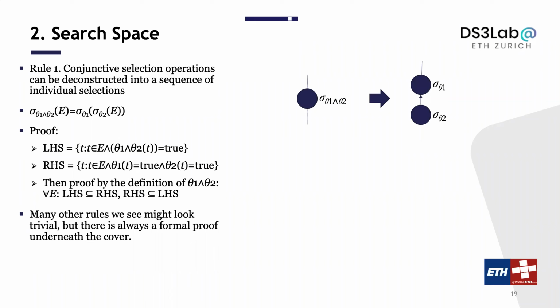So essentially, visually what's going to happen is, assuming your plan has one operator dealing with selection of two predicates, this rule is going to translate that into a different plan that has one selection operator over theta 1, and another selection operator over theta 2.